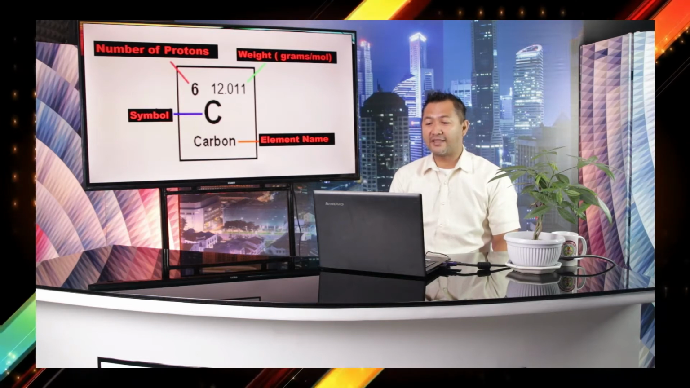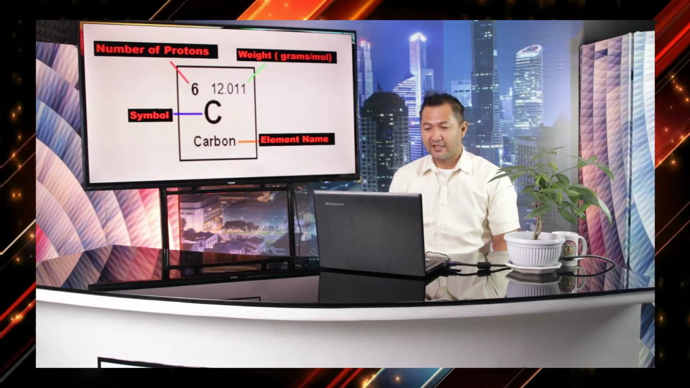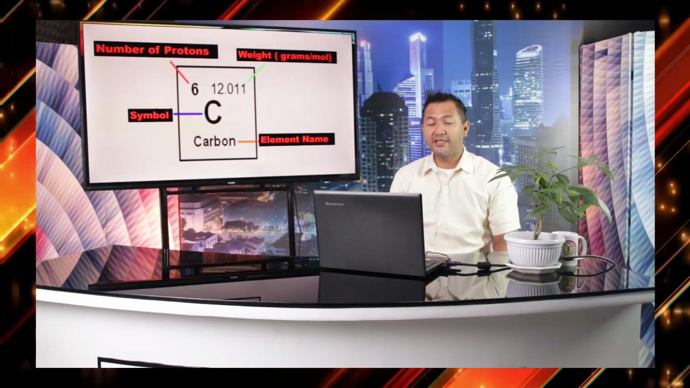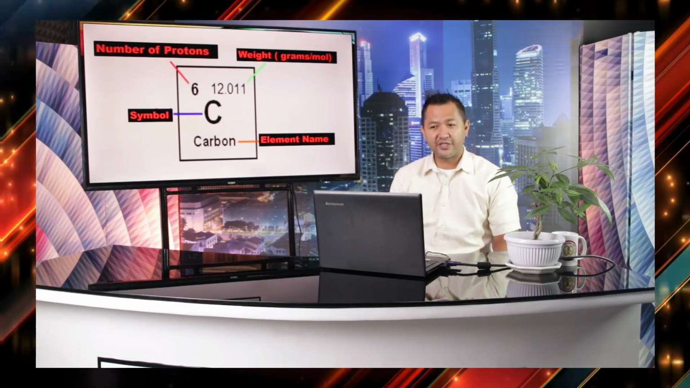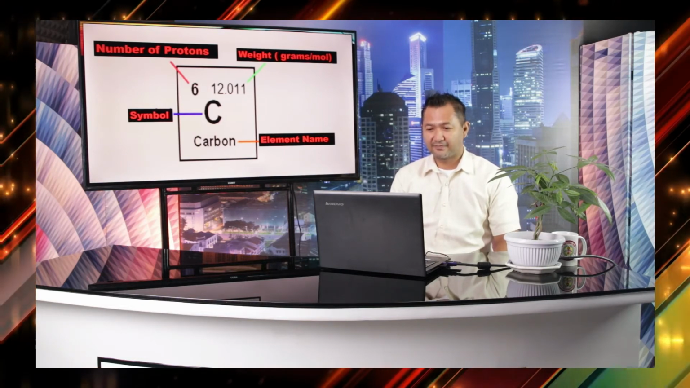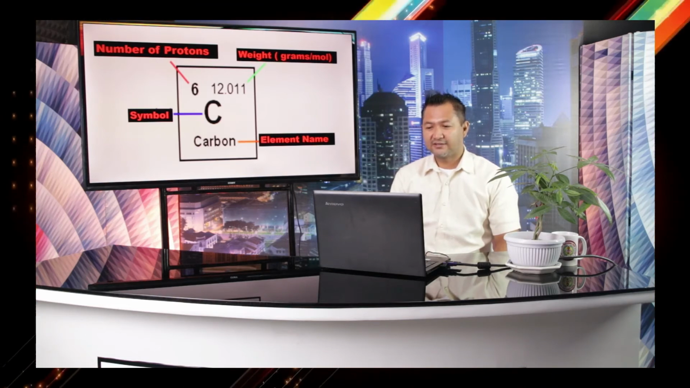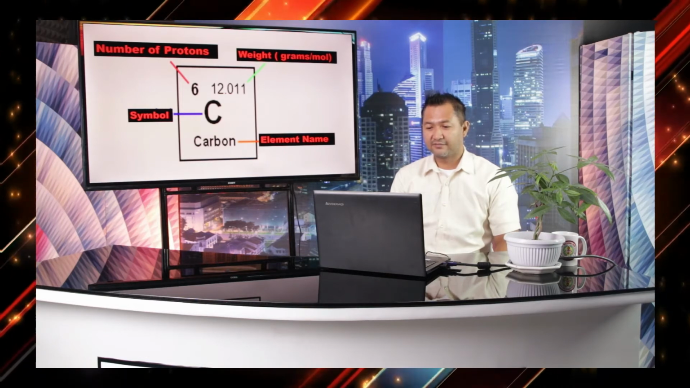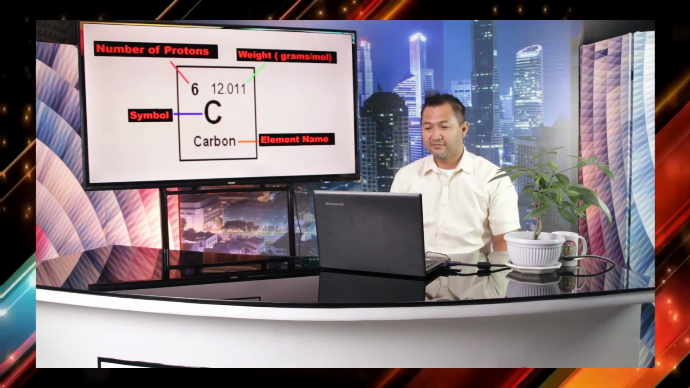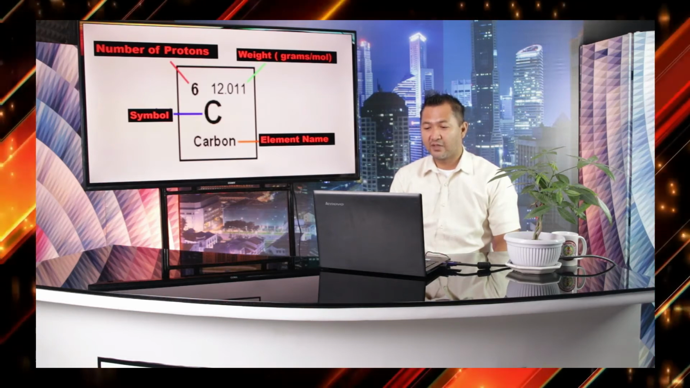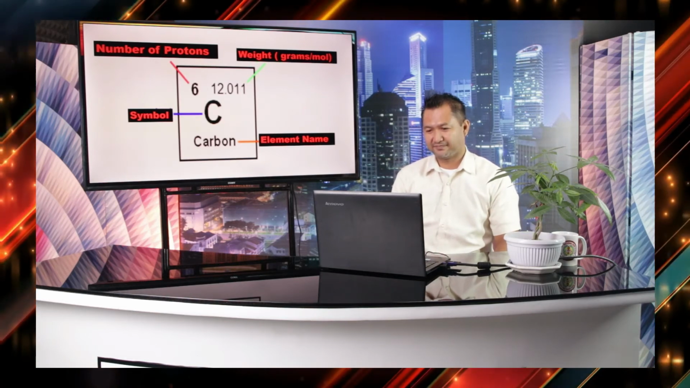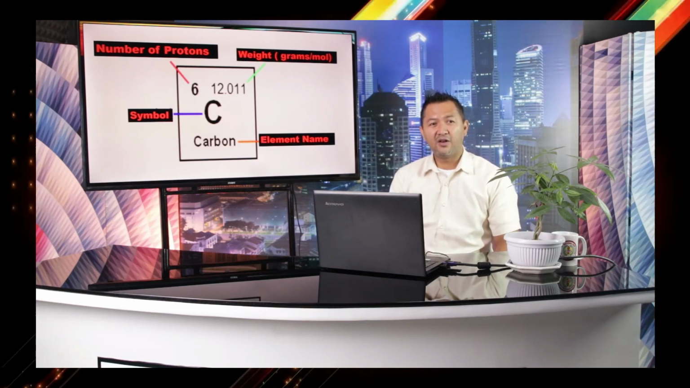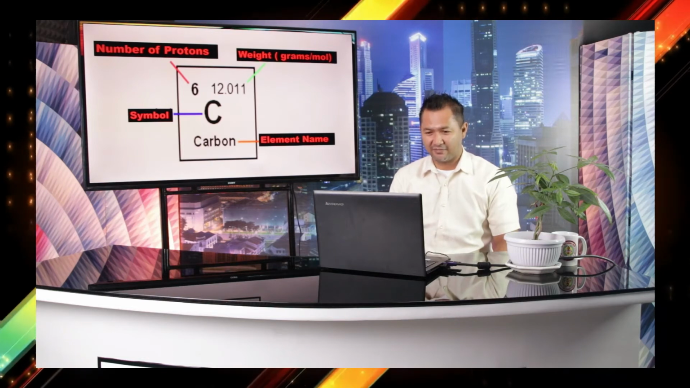Take a look at the element carbon, for example. The atomic symbol, letter C, is found in the middle or center part, and it is written in capital letter. The atomic mass, which is 12, is found in the upper part. The atomic number is found in the upper left, which is number 6. And the name of the element is found below the element symbol.